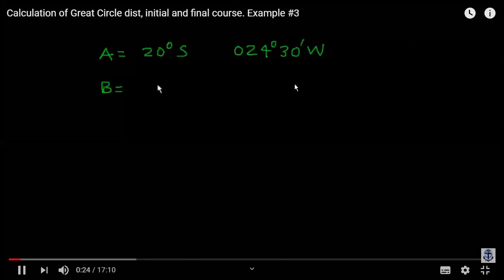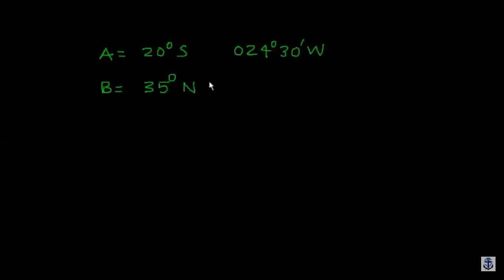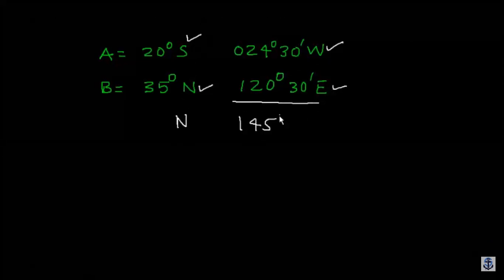So we have point A. Now we are going to do the example for different hemispheres, south and north. Point A is 20 degrees south, 24 degrees 30 minutes west, and B is 35 degrees north, 120 degrees 30 minutes east. From south we are going to north, so this is the north direction, and from west we are going to east. So D long here is 145 degrees. We need to add because of different directions, west and east, and it's less than 180, so no need to subtract from 360.